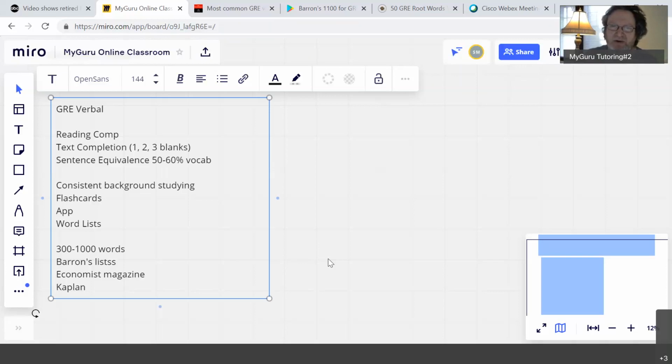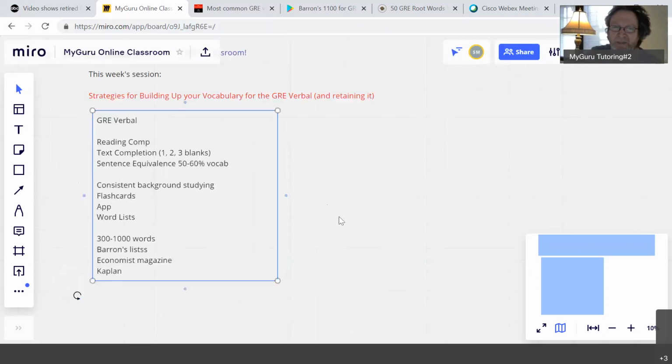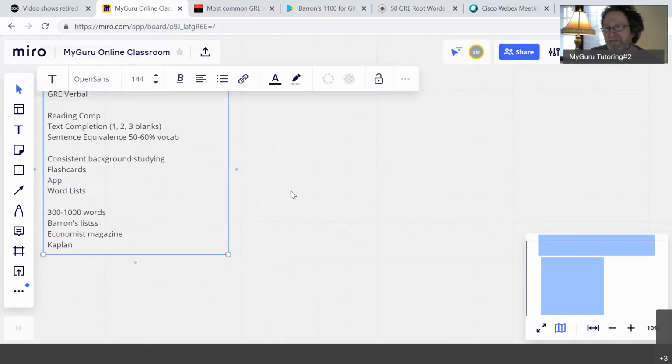Now let's talk about more targeted approaches. Word roots. If any of you have a second language, particularly one of the Latin-based languages, that is going to help you significantly.